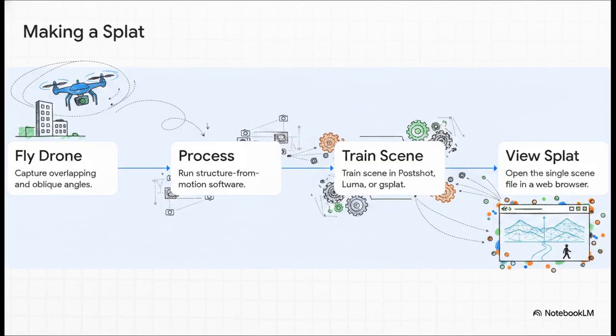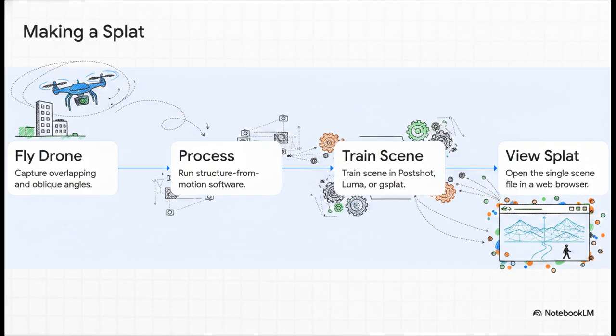Let's move on and see how this is built, because mechanically speaking, creating this immersive experience doesn't actually require reinventing the wheel. First, it just starts with a drone flying a thorough pattern to capture overlapping, oblique angles. Then, traditional structure from motion software processes those photos to map exactly where the camera was up in the sky for each shot. But the real magic happens when that data is fed into software like PostShot, Luma, or Gsplat. This software trains the scene into millions of splats, and the result is just a single file that you can effortlessly open and share in any normal web browser.